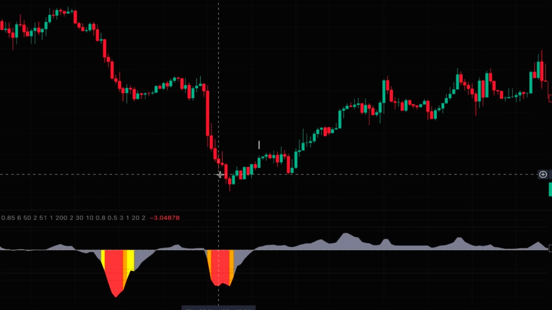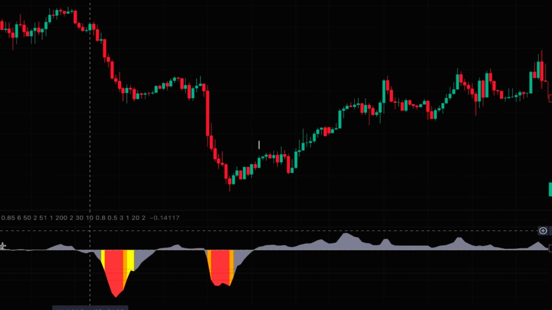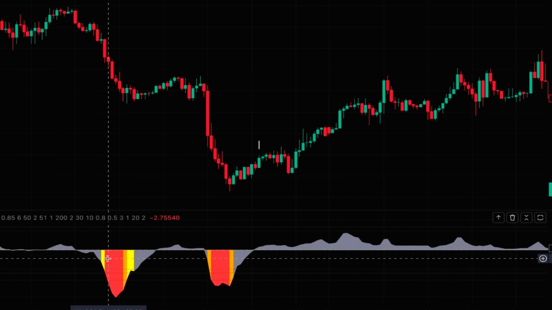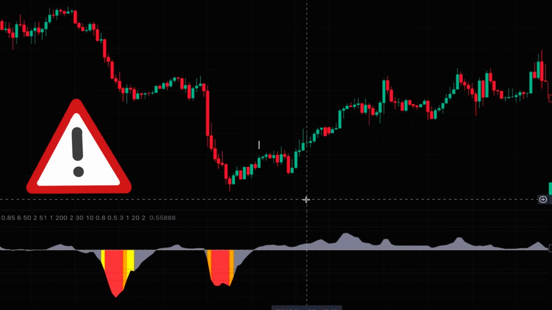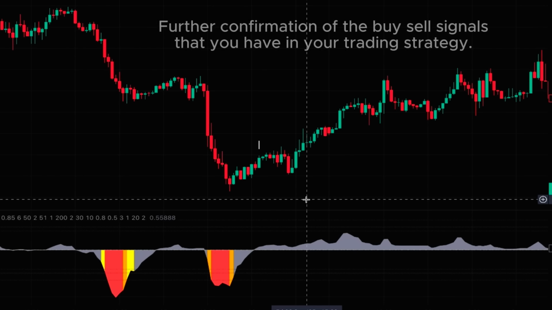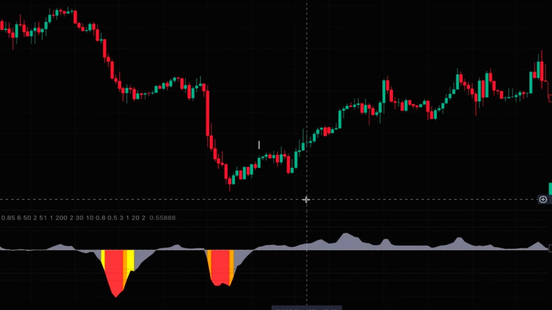Now you may wonder if you can only rely on this and enter a trade when we have the color changing from gray to yellow, orange, or red and green. No, we don't use this indicator alone for entering a trade because you can encounter many false signals, especially during pullbacks or trading ranges when there is an increase of volatility but not enough to have an extended price movement in that direction. The real use case of this indicator is for further confirmation of the buy-sell signals that you have in your trading strategy. Let me show how you can do it.